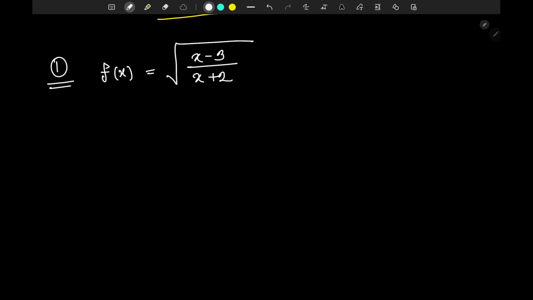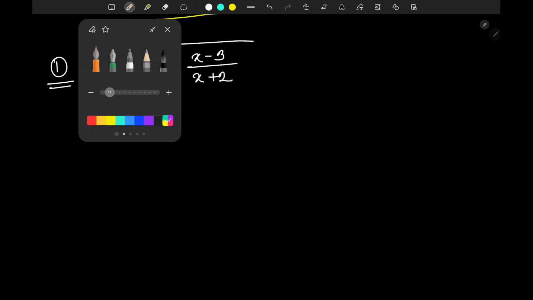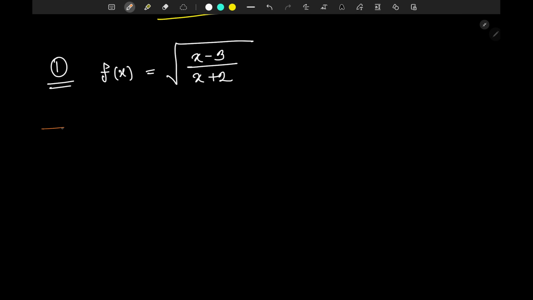As you can see, we have a fraction and a square root. So let's break down all these facts and do things step by step and see where we can get. I'll just switch to the fountain pen because I think that's pretty neat. First of all, since this is a fraction, you can easily see that x plus 2 cannot be 0. That implies x is not equal to negative 2.